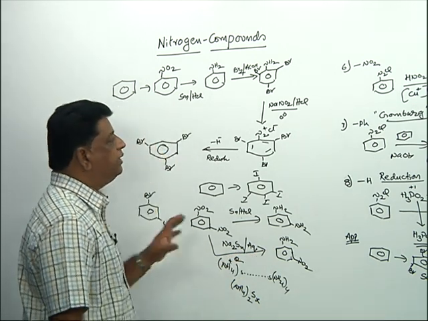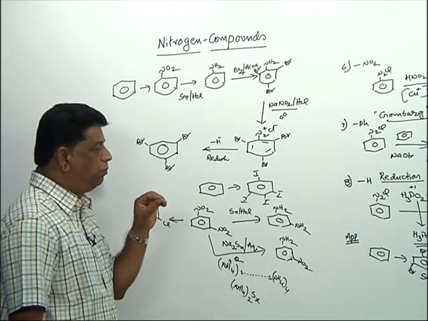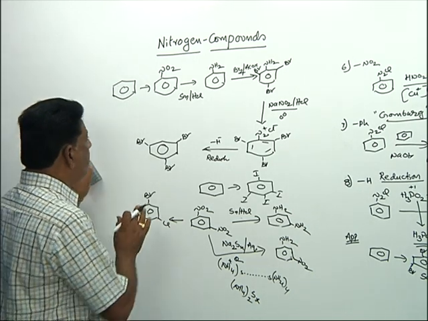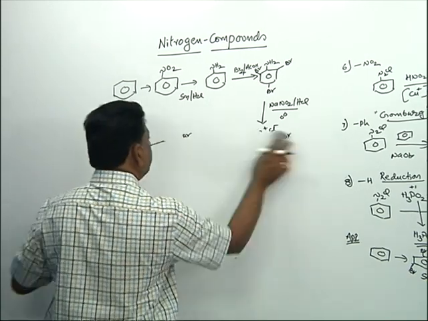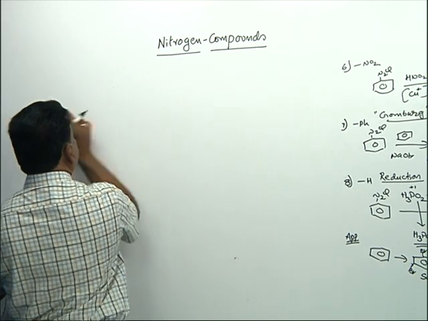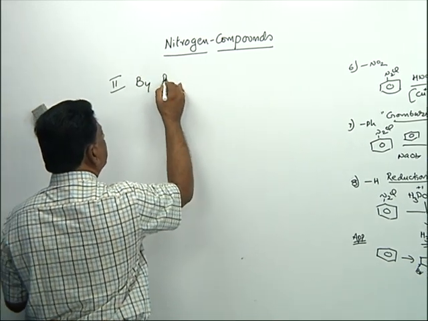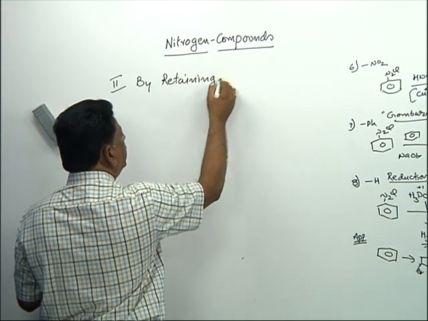So these all come under the beautiful applications of the diazonium group, by replacing the diazonium group with a totally new group. Now, the second type of applications we have: the second type of reactions are by retaining the nitrogen function.